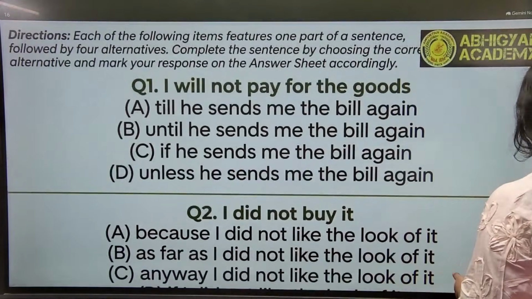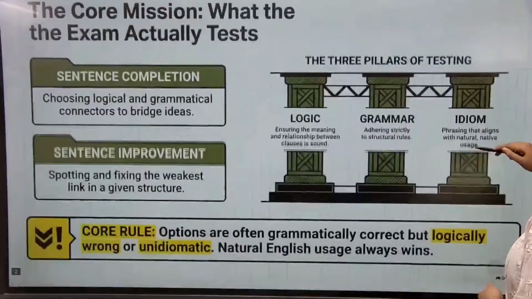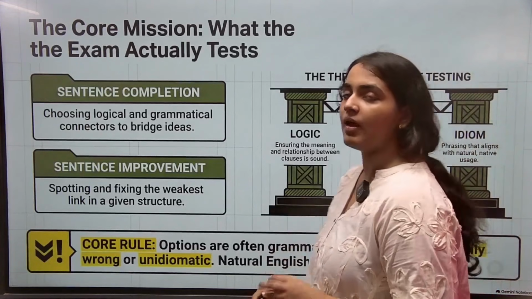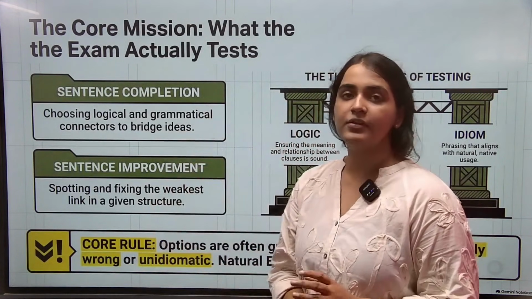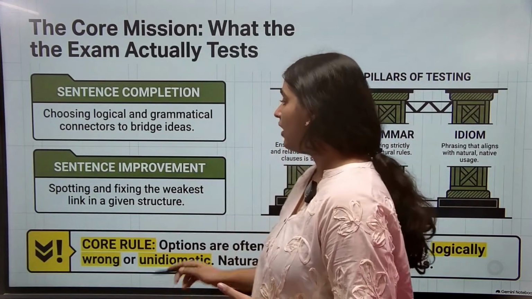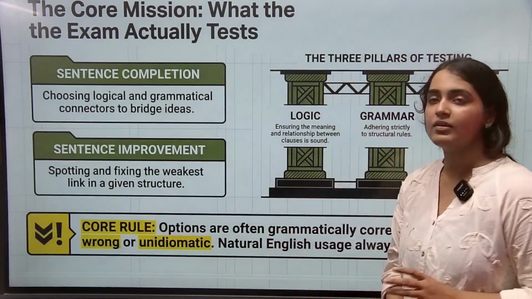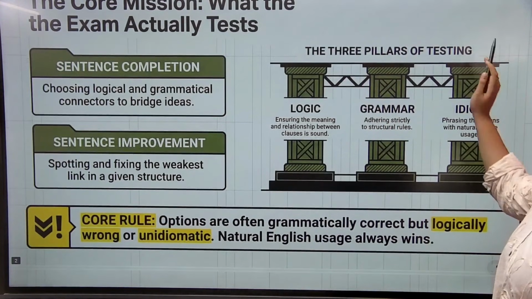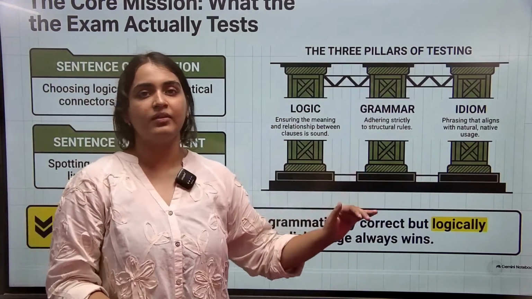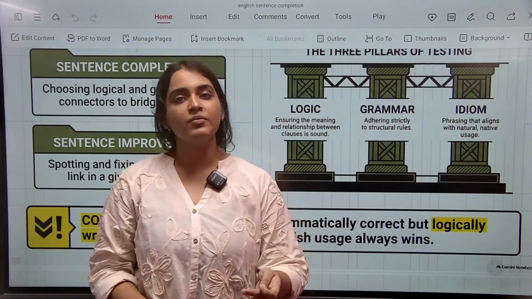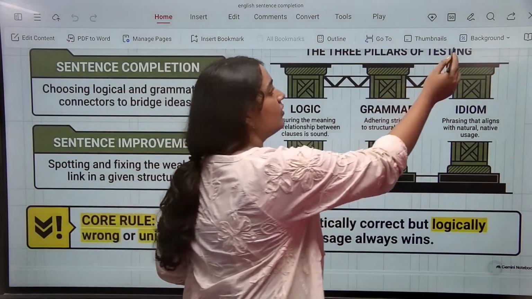Now, the first thing that you have to understand is you need to choose something that is grammatically correct and logical. By logical, it means that it has to make sense. After this, you have to spot and fix the weakest link in the sentence. Now, there are three pillars of testing. All of the clauses and sentences given in the options sound correct. So, there are three things you have to do to find the correct option amongst all.